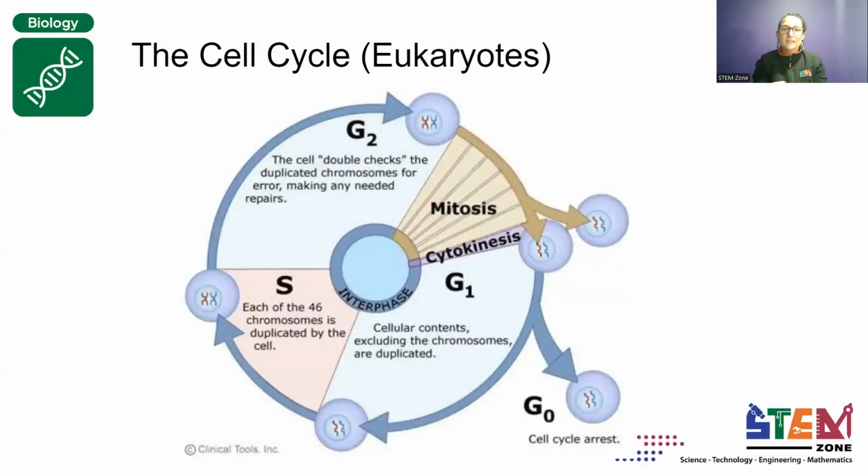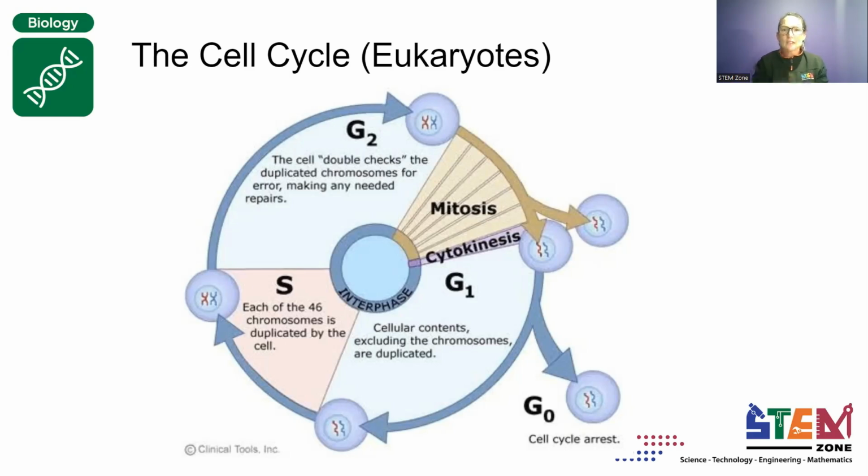So S phase is synthesis phase. Once we're ready to go and divide, we need to replicate our DNA. So S phase involves replicating every single chromosome in our eukaryotic cell, so there's 2 copies of every chromosome. There's checkpoints along the way, which we'll talk about later in another video. At the end of S phase, we'll double check that our DNA has been copied correctly. If so, we will enter growth 2 phase.